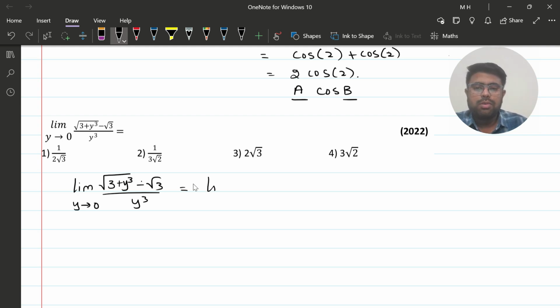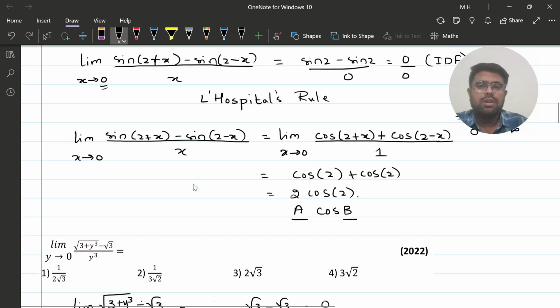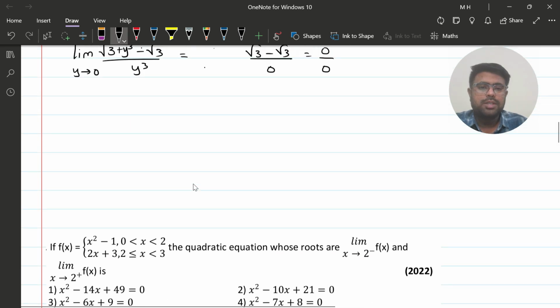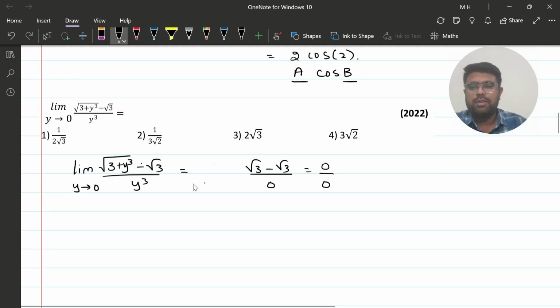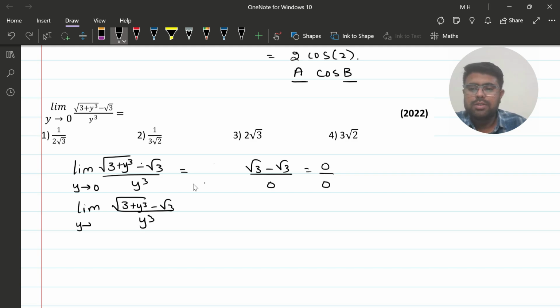So this is going to be equal to the limit of, if I substitute y equal to 0, it is going to be root 3 minus root 3 divided by 0, right? That is going to be equal to 0 by 0, which is an indeterminate form, right? So if I have to use L'Hopital's rule, it is going to be the limit of root(3 plus y cube) minus root 3 divided by y cube as y tends to 0.